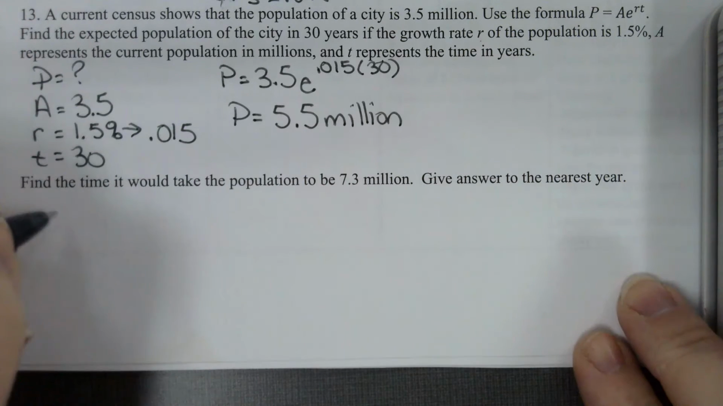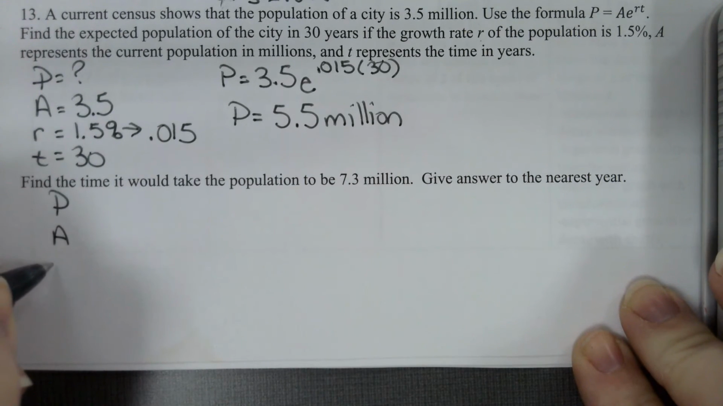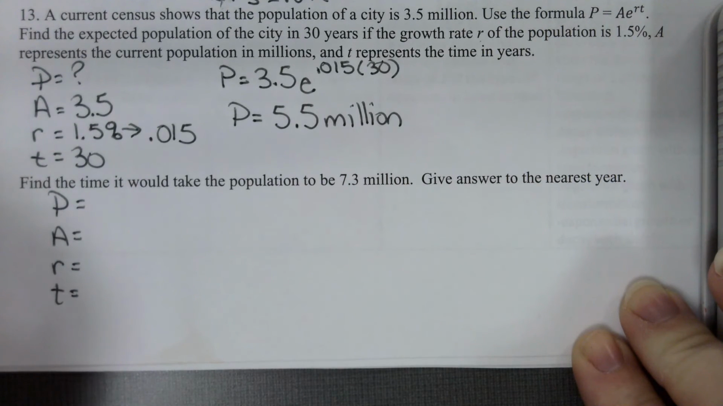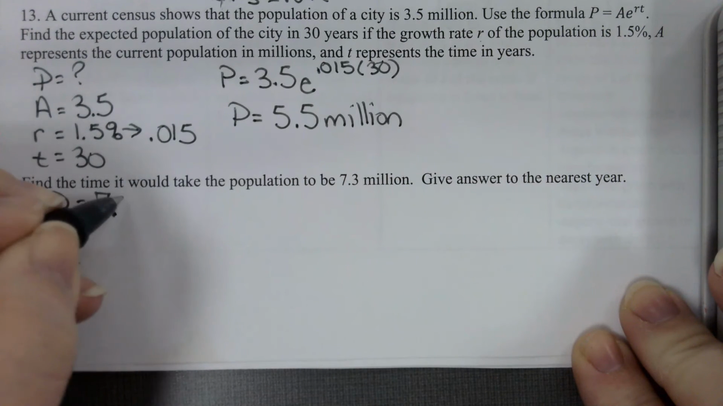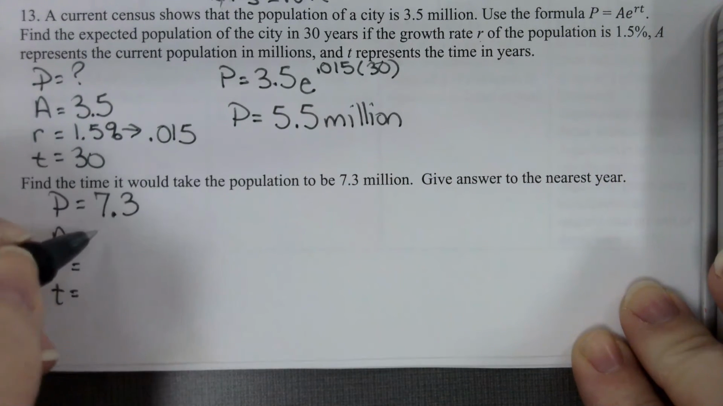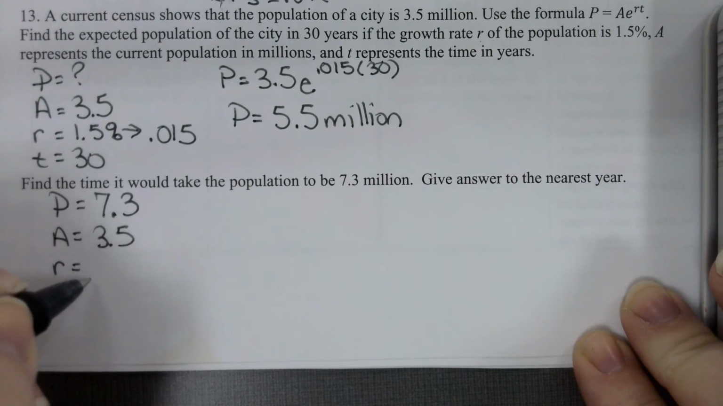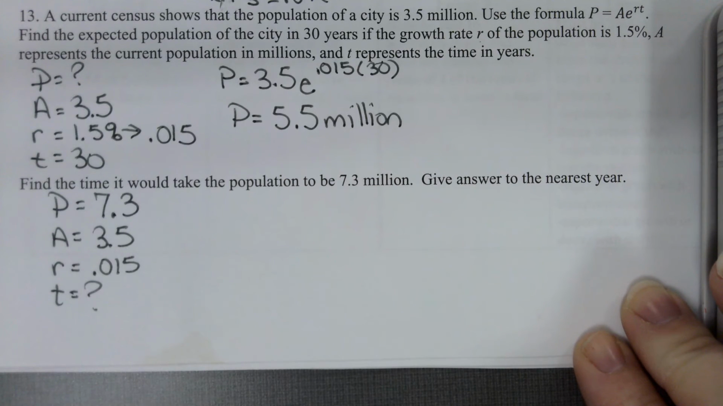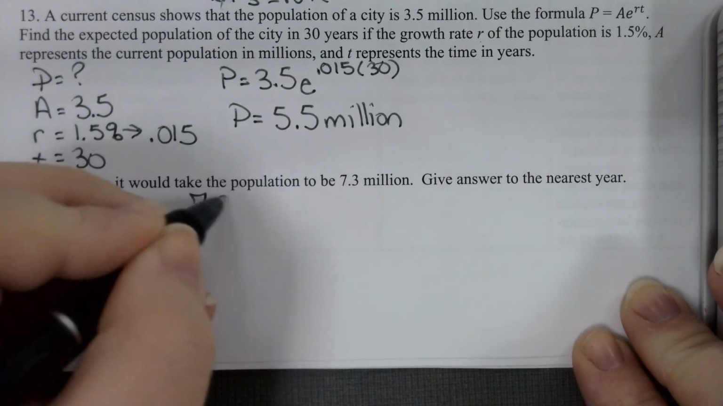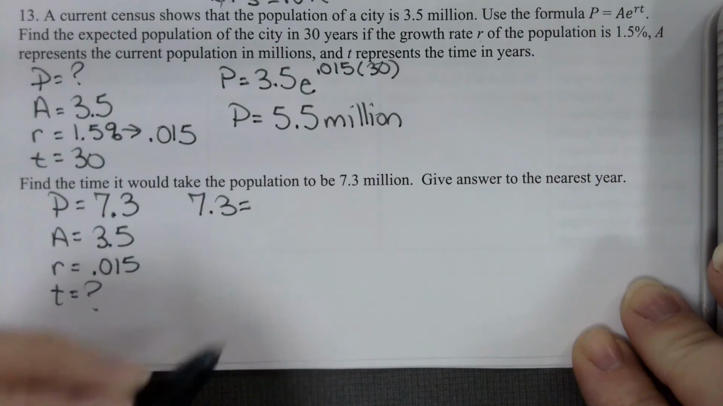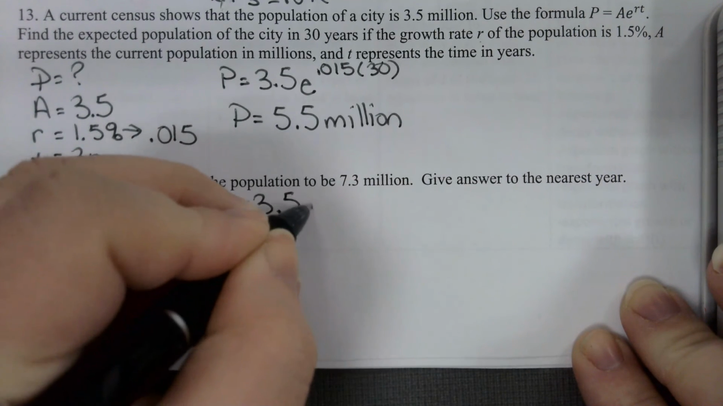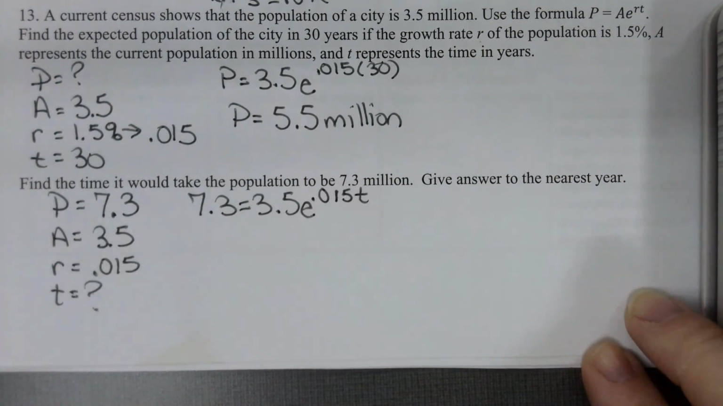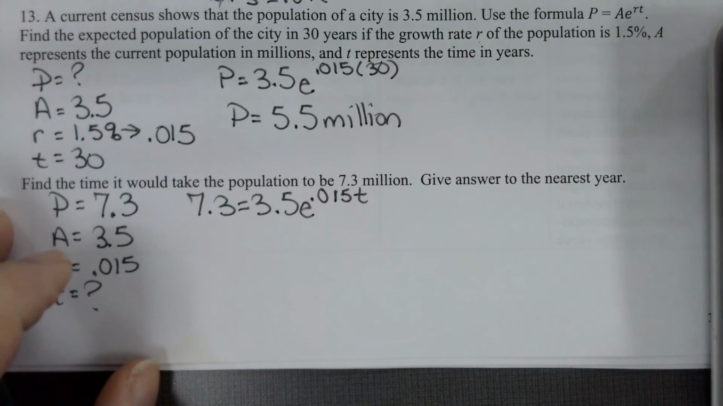Find the time that it would take for the population to be 7.3 million. Here's my variables again. So it wants to know how long would it be for it to be 7.3 million. Still starts at 3.5 million, still grows by 0.015. This time we're just looking for time. So 7.3 equals 3.5 e to the 0.015t.